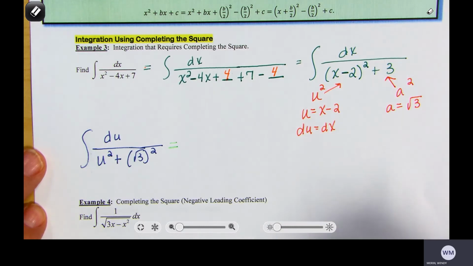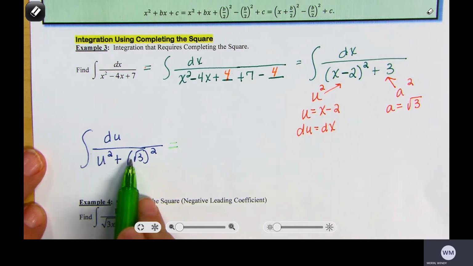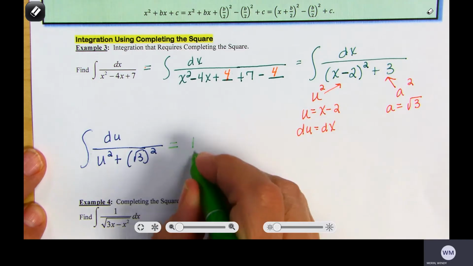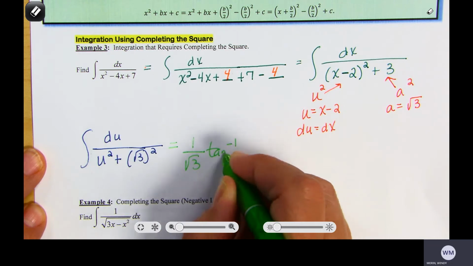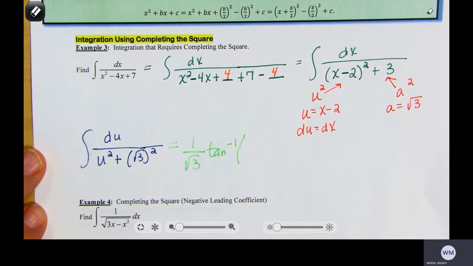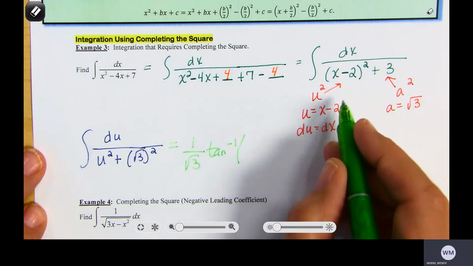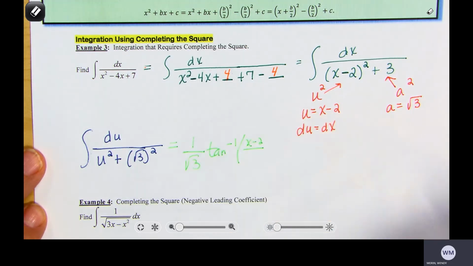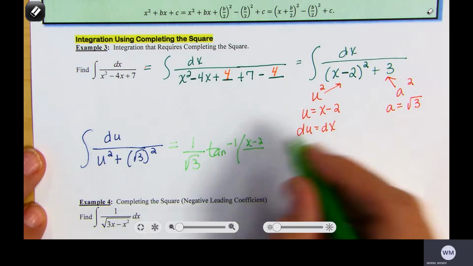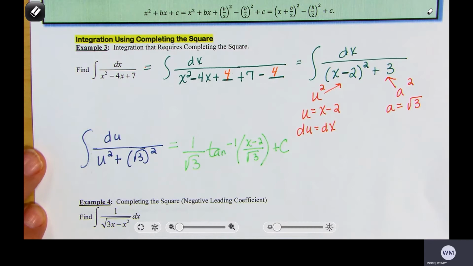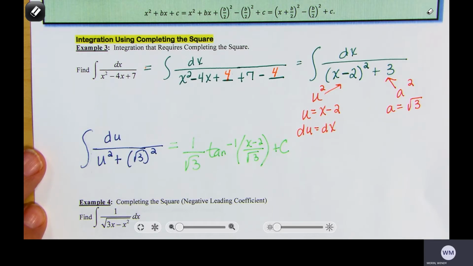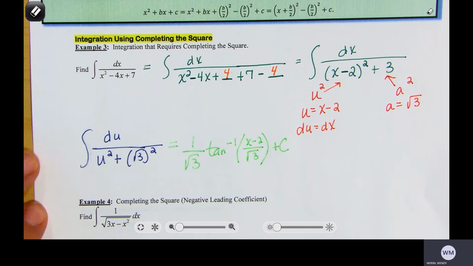What do you have to memorize for this? 1 over your a value times the arctan of your u divided by your a, plus c. And there's your answer. Okay, no need to rationalize denominators on the test. All right, let's try another one, completing the square.